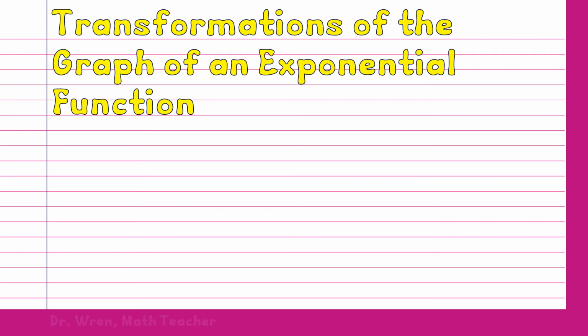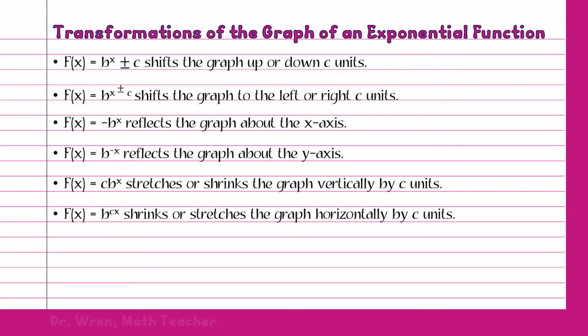Now that we know what the graph of the standard form of an exponential function looks like, let's add transformations and analyze how the graph will be modified. When you add or subtract c units to or from the function, the graph will be shifted up or down c units. When you add or subtract c units to or from the exponent, the graph is shifted left or right c units. When you multiply the function by -1, the graph is reflected across the x-axis.